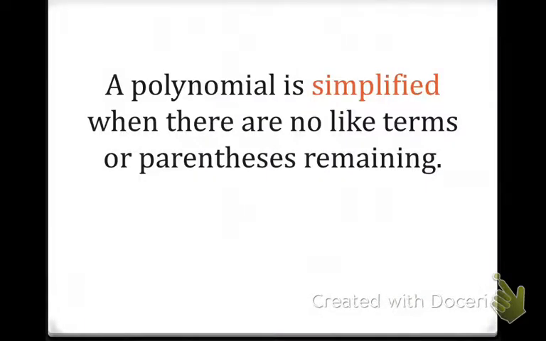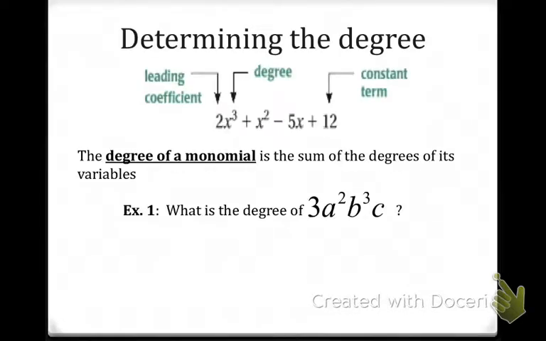It's important to know when a polynomial is simplified, and it is when there are no like terms or parentheses remaining, because you'll be required to do that. Let's talk about another vocab word, the degree. If you think of how hot something is, the degree refers to the exponent. The degree of a monomial is the sum of the degrees of its variables. So when you look at your screen, 3a squared b cubed c, the variables' exponents are 2, 3, and 1. Add those together to get a degree of 6.